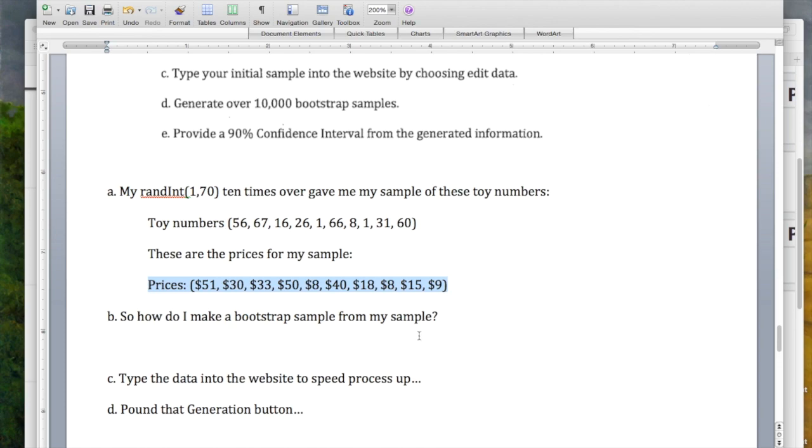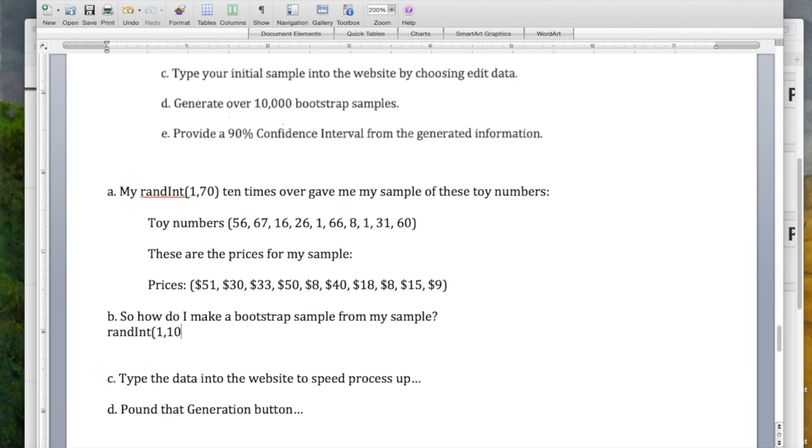So how do I make a bootstrap sample from my sample? Well, how large does that sample have to be? For it to be a bootstrap sample, it has to have the same size as the original sample. So I'm going to use random integer 1 through 10.